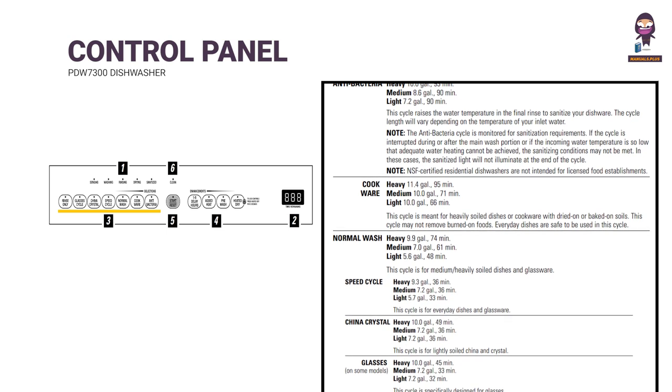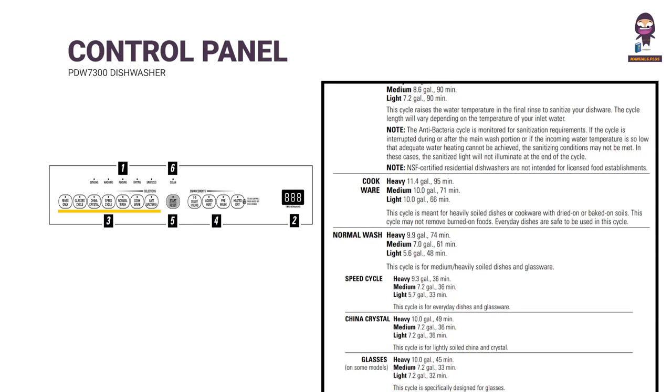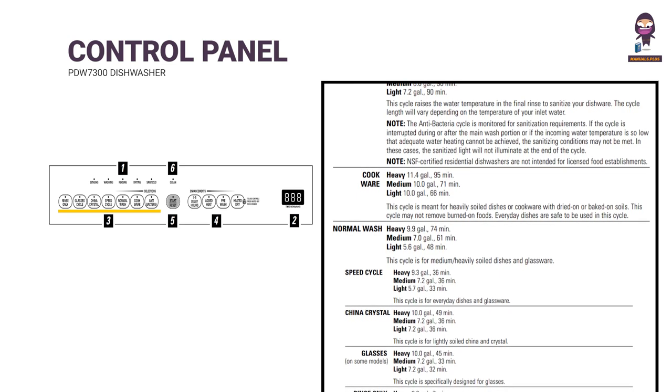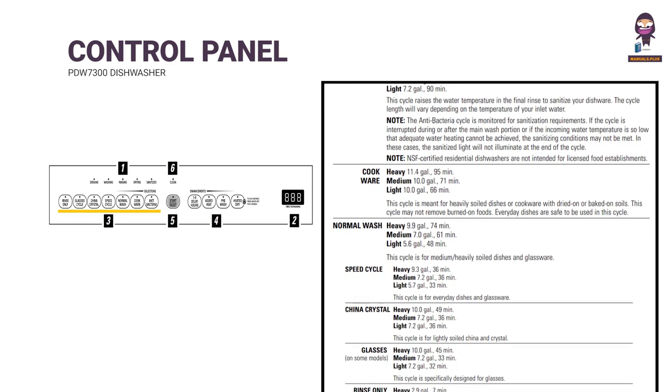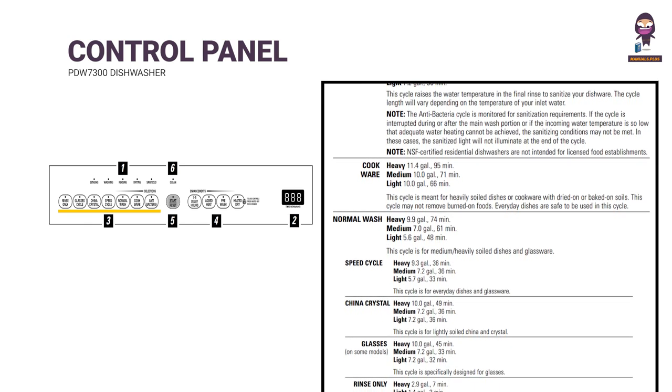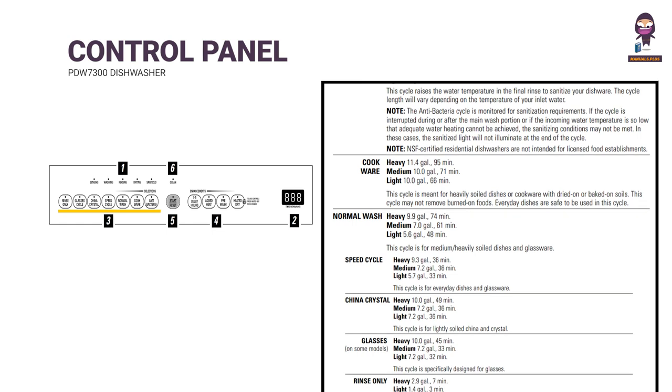Cookware: heavy 11.4 gallons or liters, 95 minutes. Medium 10.0 gallons or liters, 71 minutes. Light 10.0 gallons or liters, 66 minutes. This cycle is meant for heavily soiled dishes or cookware with dried on or baked on soils.